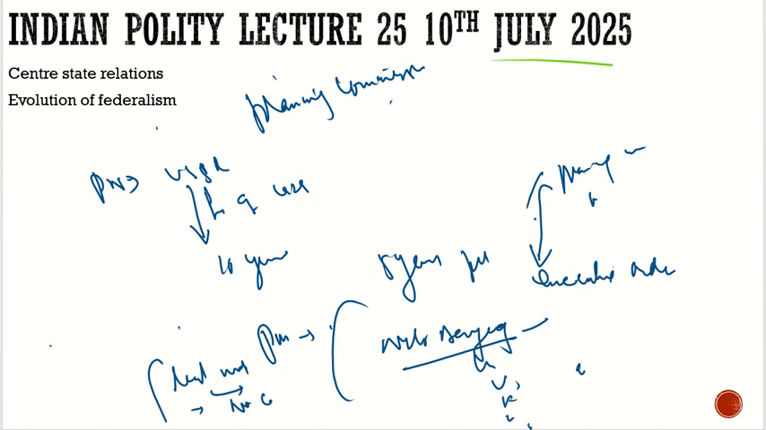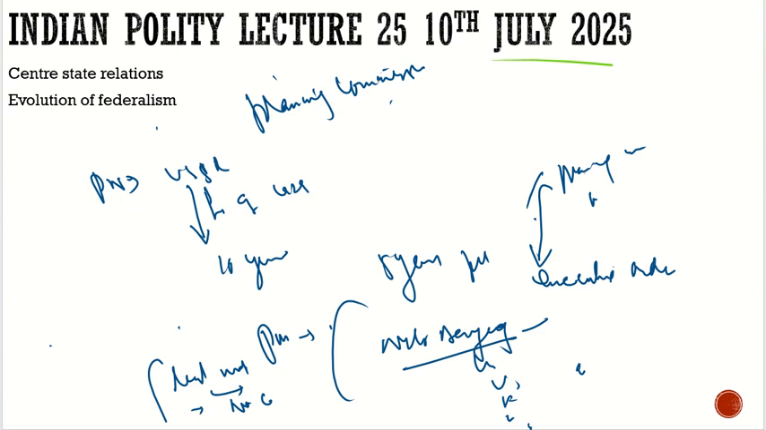It will act as a planning commission, but with a different structure. So this is how the Planning Commission was replaced by the Niti Aayog. The main purpose why we are discussing this right now is that we are discussing cooperative federalism, how the center and the states cooperate through various mechanisms.